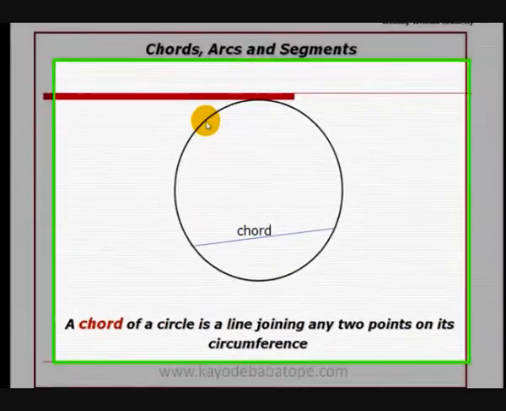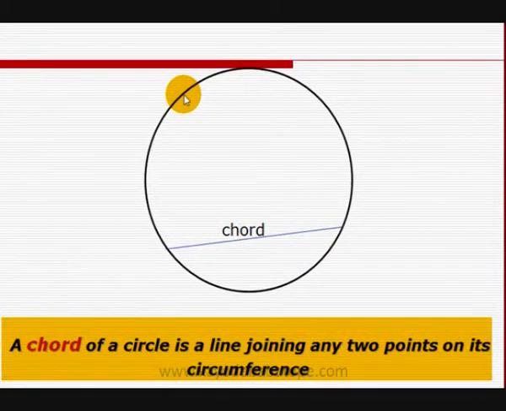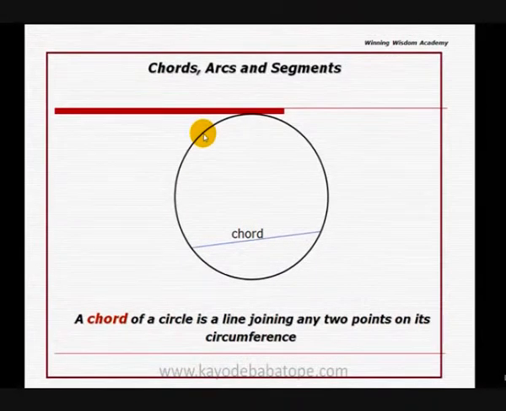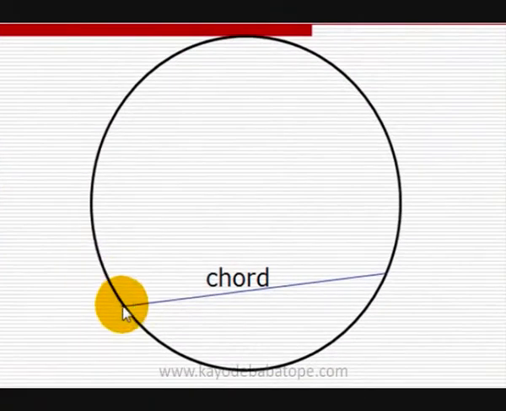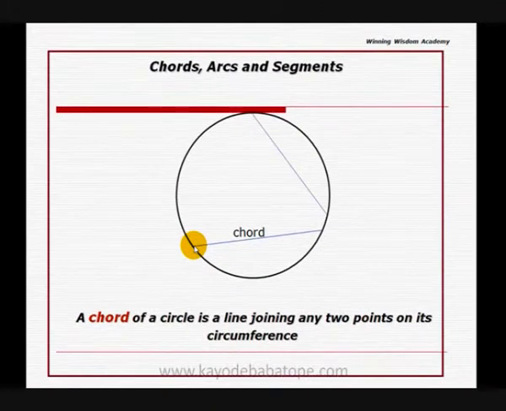What is a chord? A chord of a circle is a line that is joining any 2 points on its circumference. I hope you see now why it is important for you to have known the definition of circumference. A chord is a line that is joining any 2 points on its circumference. For example, this is a point on the circumference of the circle. This is another point on the circumference of the circle. The line joining these 2 points is called a chord. A chord is a line that is joining any 2 points on the circumference of the circle. That is another chord, a straight line joining 2 points on the circumference of this circle.